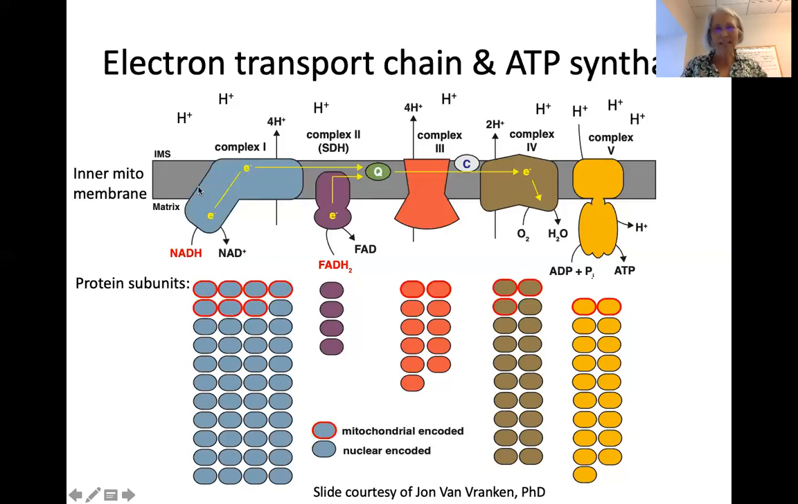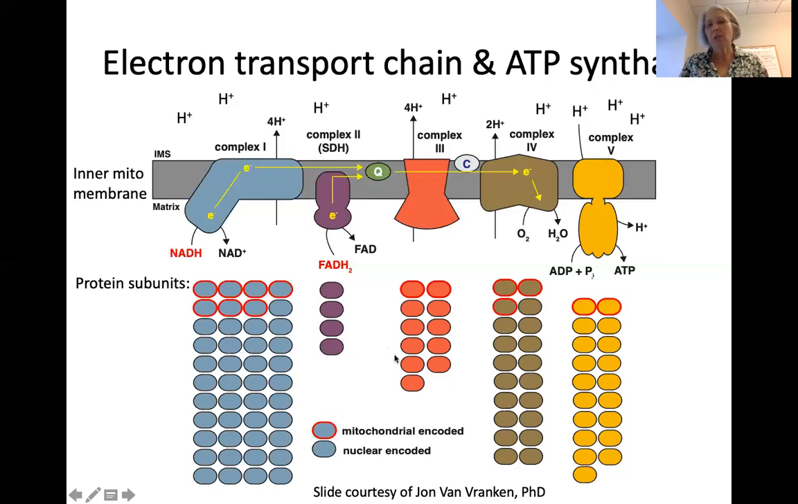These are complicated machines, these electron transport proteins, and they're encoded both by mitochondrial genes, outlined in red, and nuclear genes. Okay, so complex 1 and complex 2 are all nuclearly encoded. Complex 3 has 2 mitochondrially encoded genes, complex 4 has 3 mitochondrially encoded genes, and complex 5 has 2.